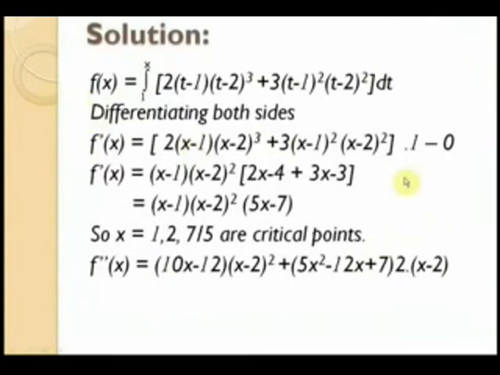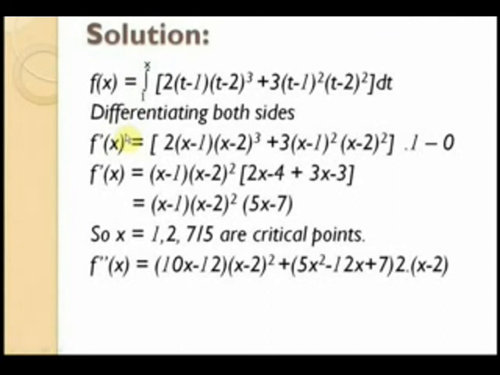So we have been given the expression f of x equal to integral of 2 into t minus 1 into t minus 2 whole cube plus 3 times t minus 1 whole square into t minus 2 whole square dt from 1 to x. Now we see that the limits are expressed as a function of x. Also we have to investigate for the maxima and minima of f of x. Now we clearly know that for points of maxima or minima, f dash x is equal to 0. So what we have to do is find f dash x, and it should be equal to 0 for finding the points of maxima and minima.